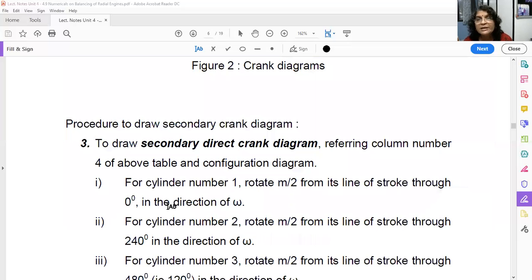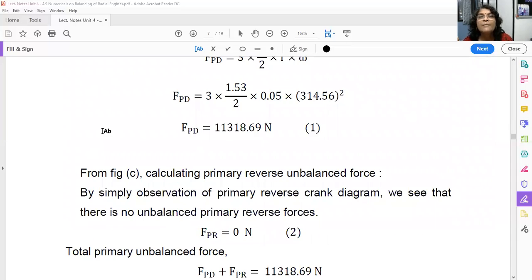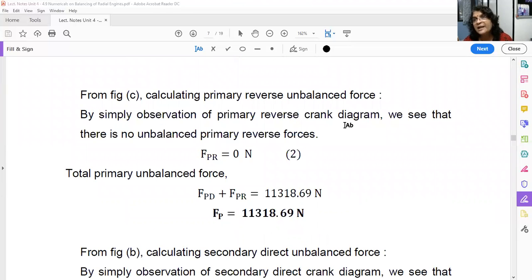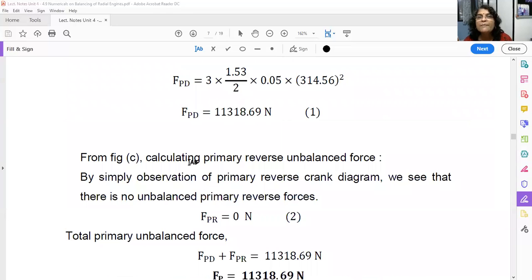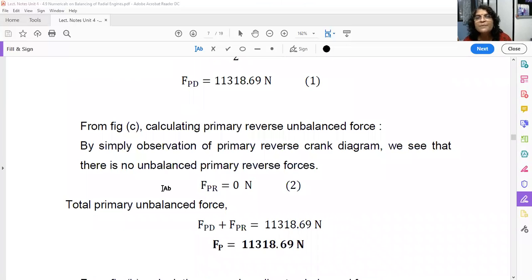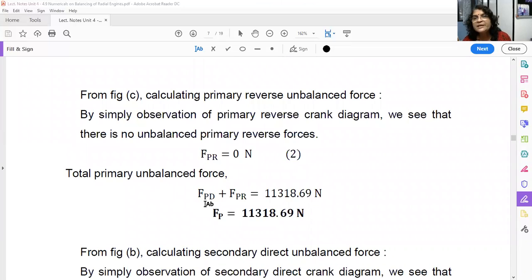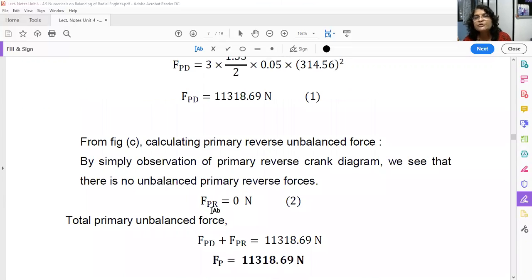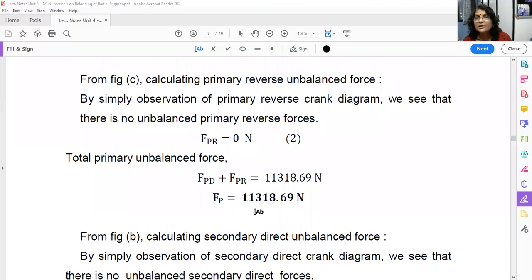Okay, so that we have written here. See, by simple observation of the primary reverse crank diagram, we see that there is no unbalanced primary reverse force. So FPR is equal to 0. P for primary, R for reverse. Okay. So what is the total primary unbalanced force now? Primary direct unbalanced force plus primary reverse unbalanced force. So total primary unbalanced force is FPD plus FPR. So this plus 0. This is your total primary unbalanced force. That is 11,318.69 Newton.